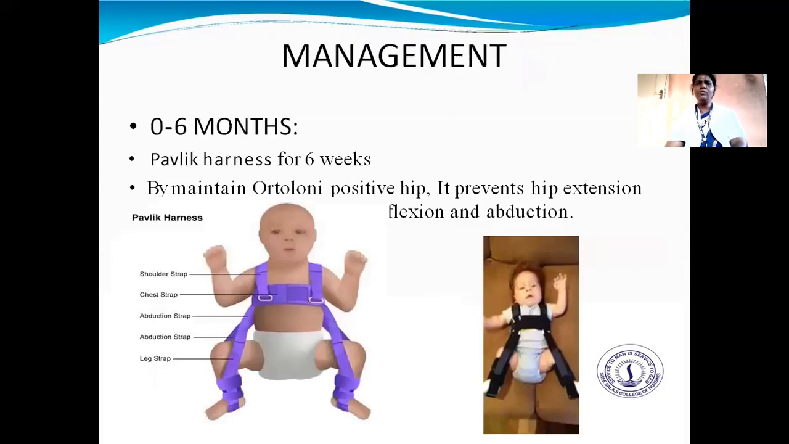Next is the management. For 0 to 6 months, pelvic harness for 6 weeks. By maintaining the Ortolani positive hip, it prevents hip extension, flexion, and abduction. So for 0 to 6 months, the baby will have the pelvic harness, that is for 6 weeks. Mainly it prevents hip extension, flexion, and abduction.